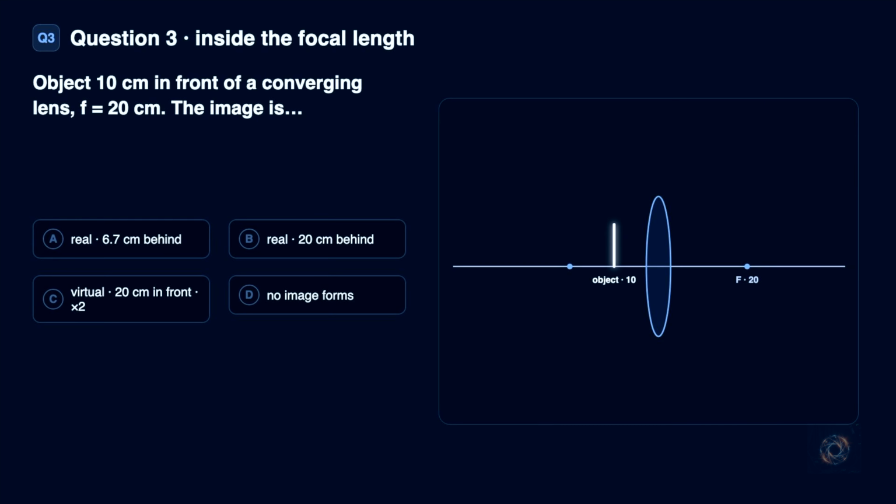Question 3. An object sits just 10 centimeters in front of a converging lens of focal length 20. Where's the image? A, real, 6.7 centimeters behind. B, real, 20 centimeters behind. C, virtual, 20 centimeters in front, upright and doubled. Or D, no image at all. Think signs. 5 seconds, pause if you need more time.